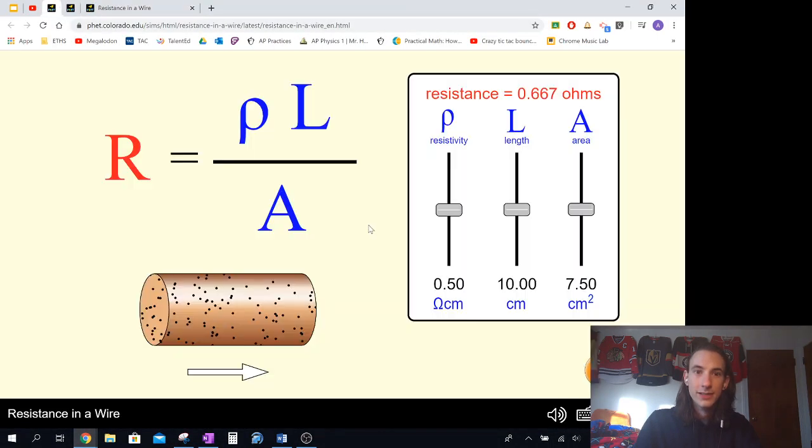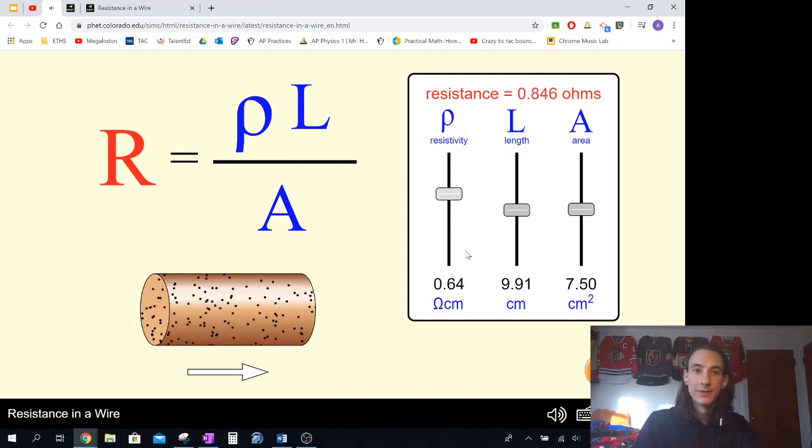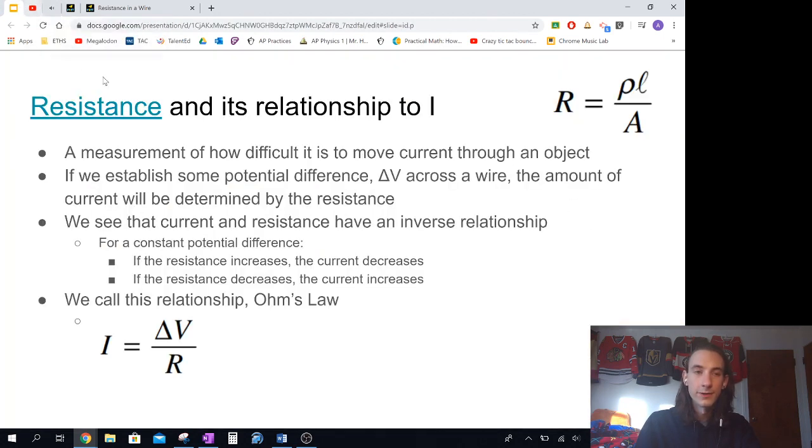Here's a quick little simulation that just shows us, okay, resistivity is this little junk in there, how many atoms we have that are just kind of chilling. So if this goes up, our resistivity goes up, or our resistance goes up, sorry. If our length increases, our resistance goes up. And if our area increases, then our resistance goes down. So whatever.